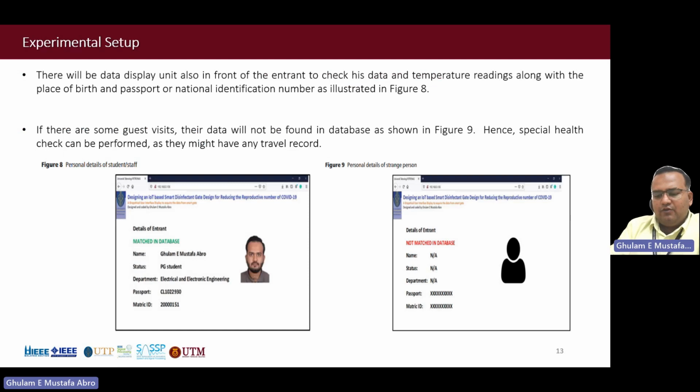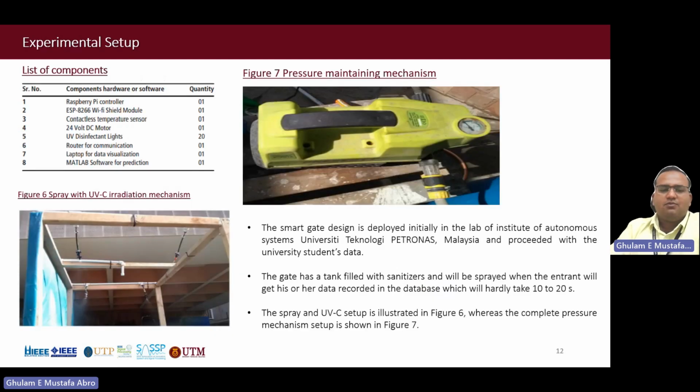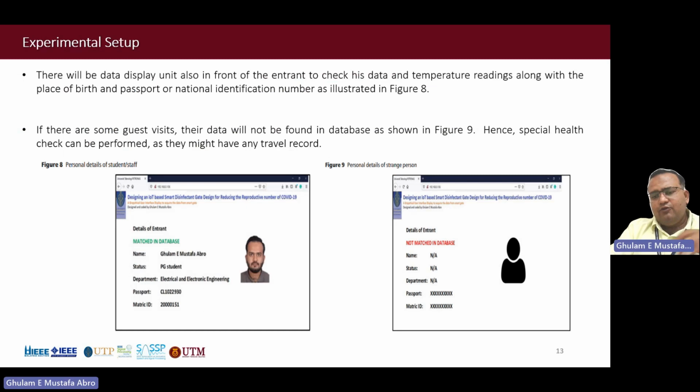in a gate. One thing I forgot: this particular gate prototype we deployed at University Technology Petronas. And of course, once we are deploying IoT, the entire data that we are visualizing is in front of us on an IP that has been provided to us by University Technology Petronas. So if the person is identifiable, it will come like this. If not, then it will come like this. And then you can put that person aside and ask him about his travel history, his COVID vaccination, and everything.